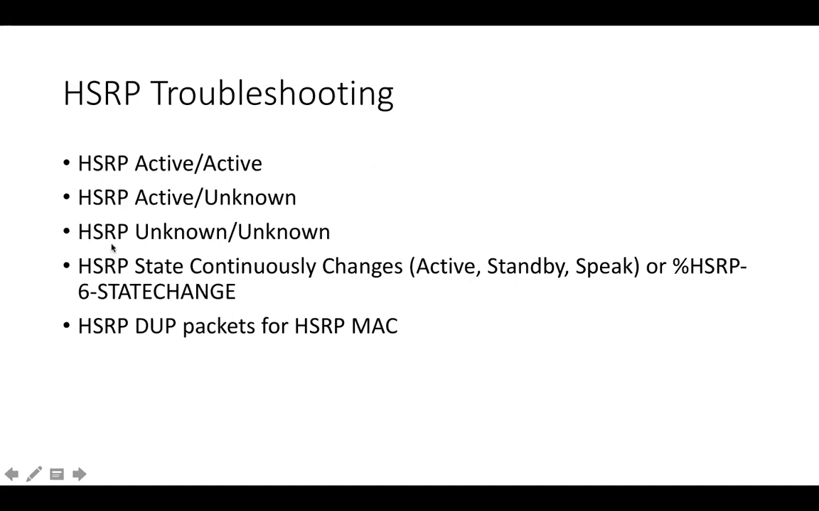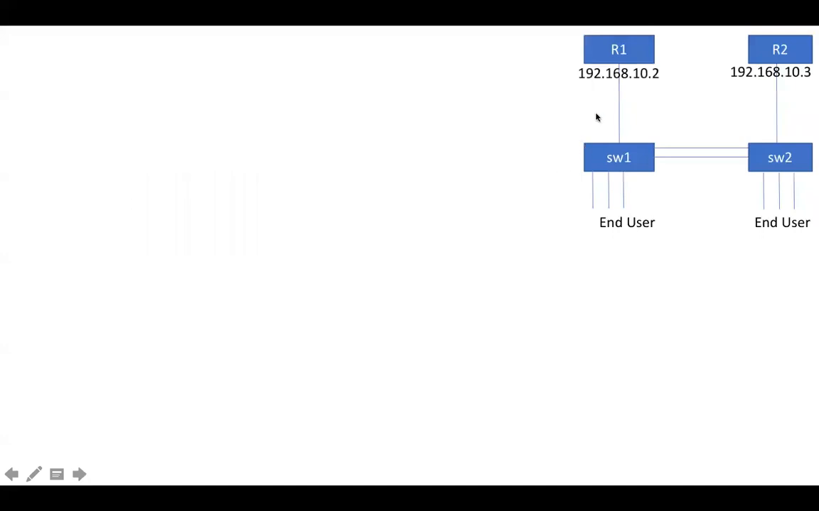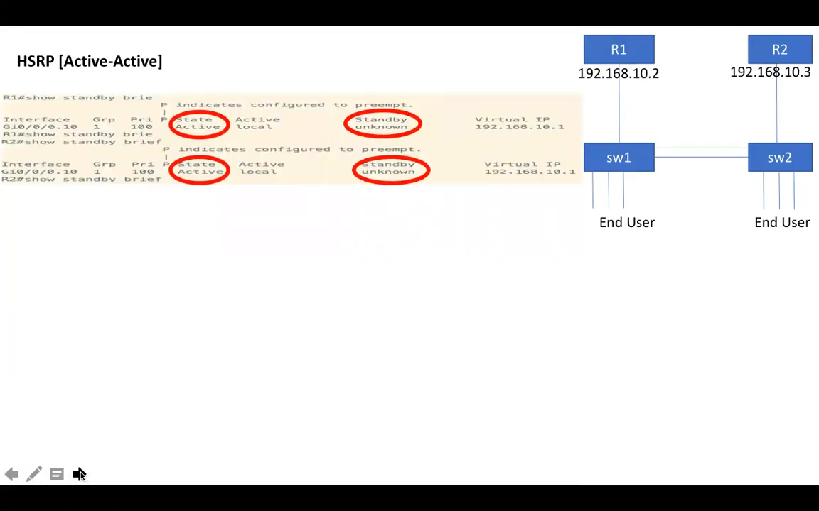unknown, HSRP unknown unknown, or your HSRP state is flapping, or maybe you are receiving duplicate packets for HSRP MAC address. Okay, let's say I have configured HSRP on R1 and R2. We may encounter different issues like HSRP active active. As per this output, R1 is saying I am the active router and I don't know who is the standby router for this particular group.